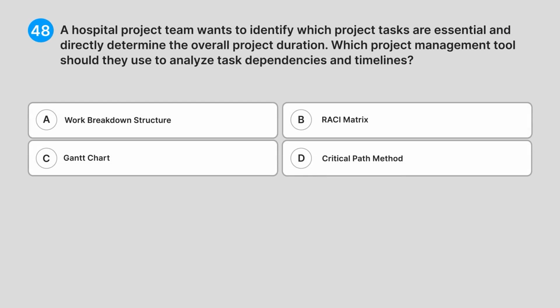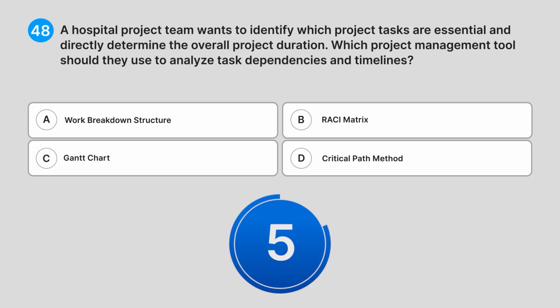48. A hospital project team wants to identify which project tasks are essential and directly determine the overall project duration. Which project management tool should they use to analyze task dependencies and timelines? A. Work breakdown structure. B. RACI matrix. C. Gantt chart. D. Critical path method.